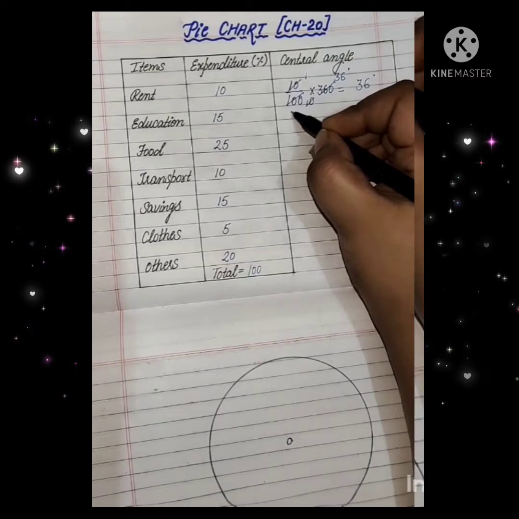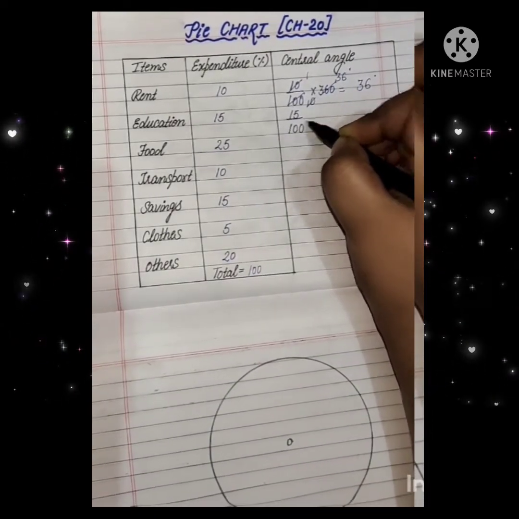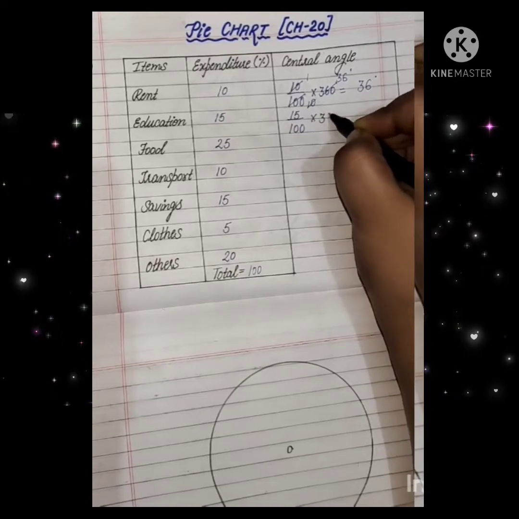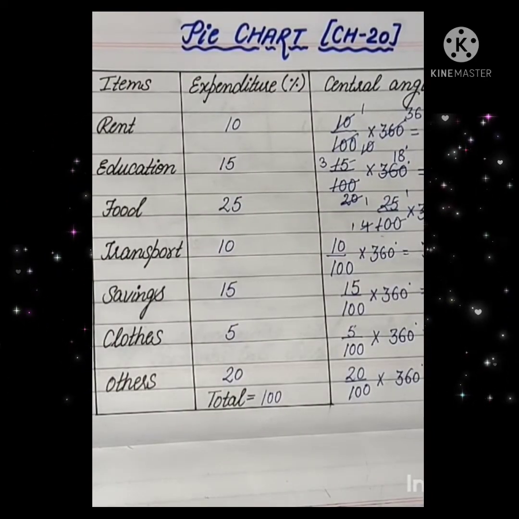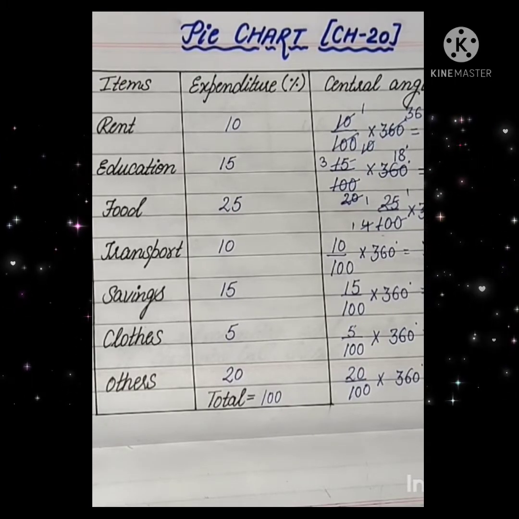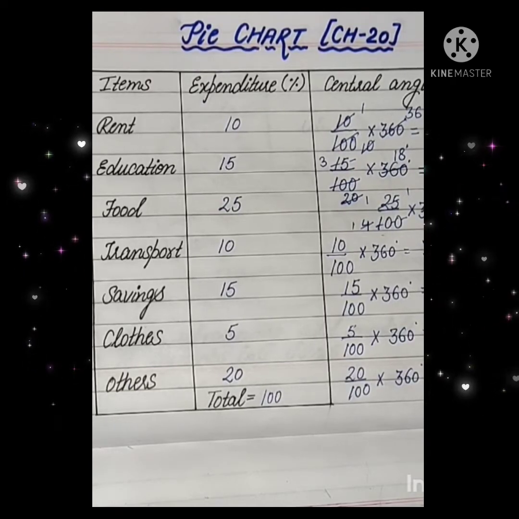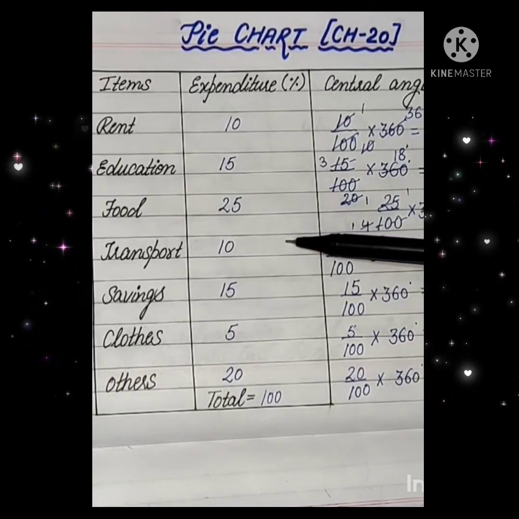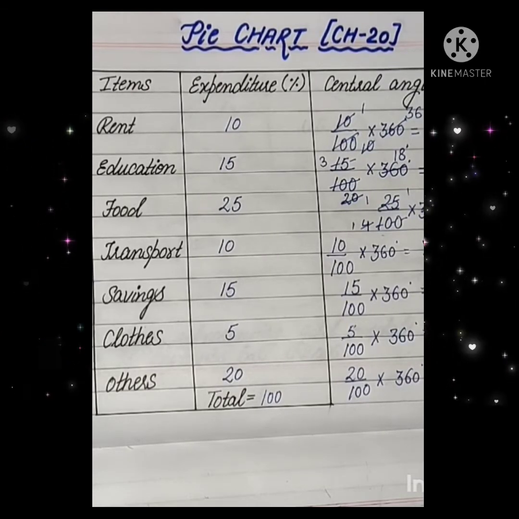Now similarly for education, the given value is 15 upon total 100 multiplied by 360 degrees. This will give 54 degrees. And next for food, 25 upon 100 multiplied by 360 degrees will give 90 degrees. Now we have calculated the central angles for each observation. Let us represent these values in a circular graph.